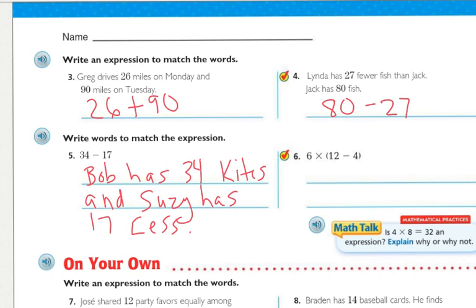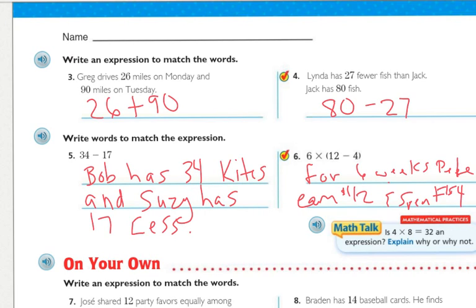The next one says 6 times (12 minus 4). Well, on this one, you're going to need to make sure that you have 12 minus 4, and then you're going to have to multiply that times 6. So one thing you could say is, for 6 weeks, Pete earned $12 and spent $4. That could easily meet the expression that's written in number 6.